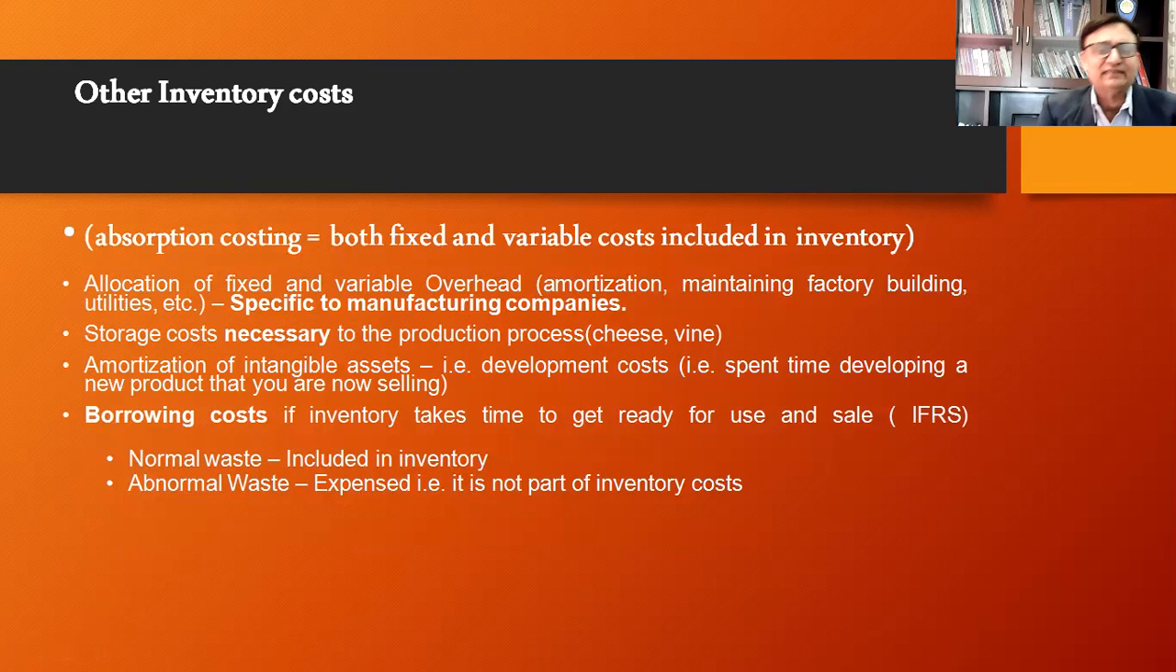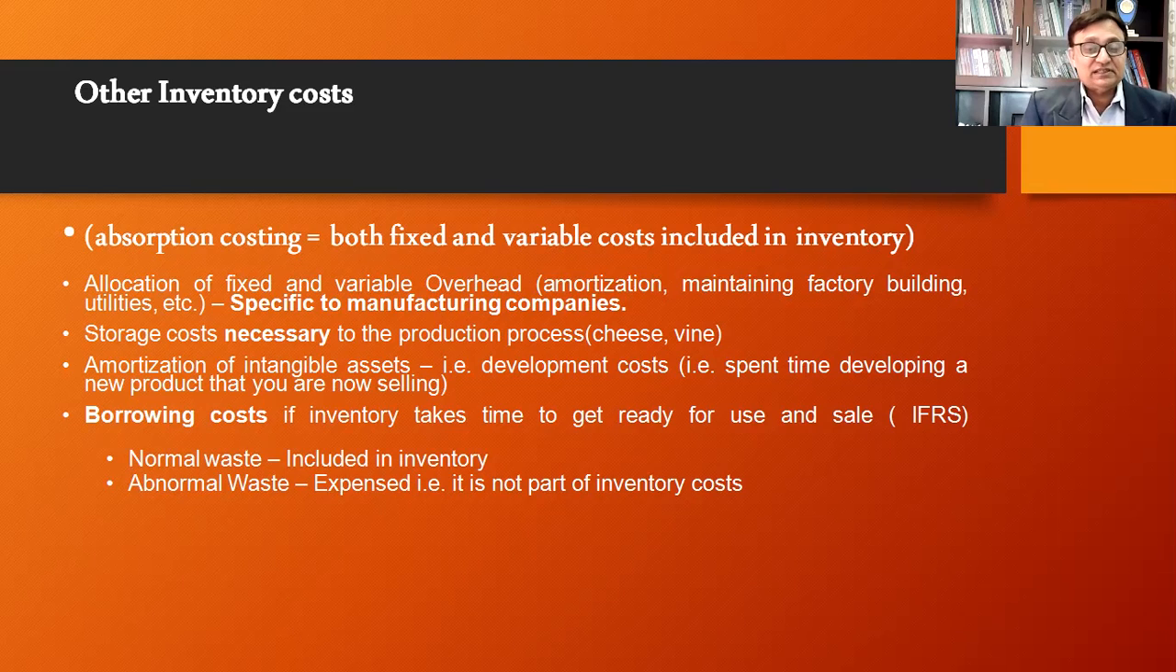Now there are certain other inventory costs which need to be included, and for that purpose we use the methodology of absorption costing, for both fixed and variable costs included in the inventory, and allocation of fixed and variable overhead. For that purpose we may use some amortization methodology, maintaining, for example, factory building and utilities specific to the manufacturing organization. Similarly, there may be storage costs necessary to the production process, not for the sale. If final goods are stored in the storehouse and some storage cost is there, that will not be included here.